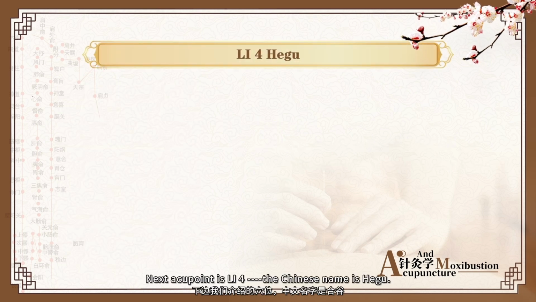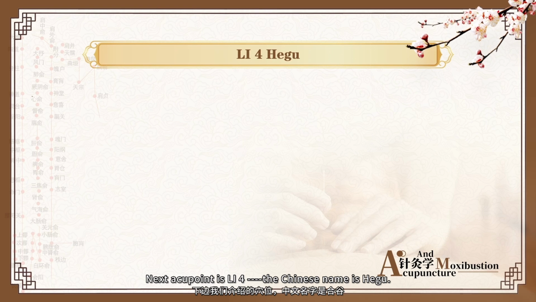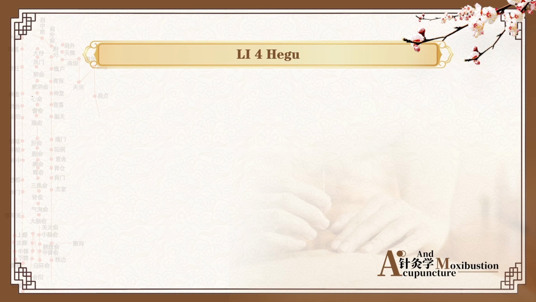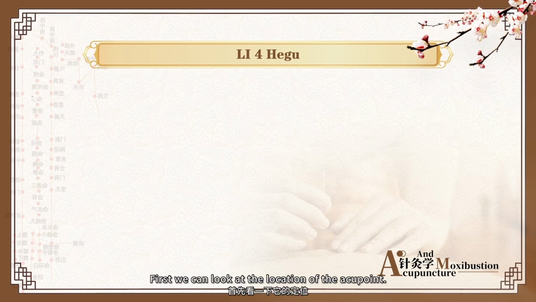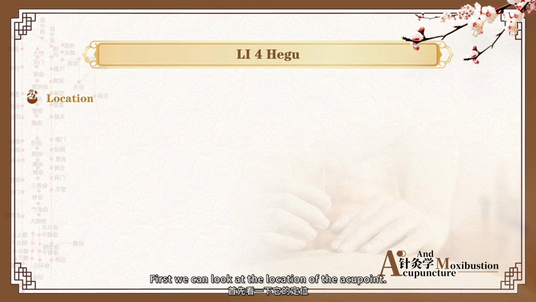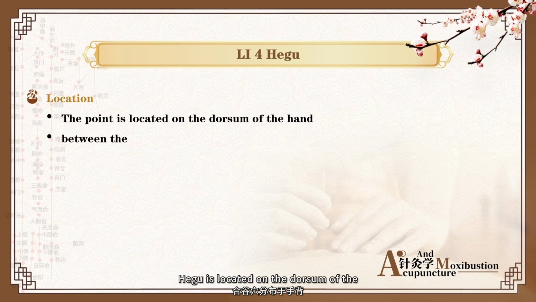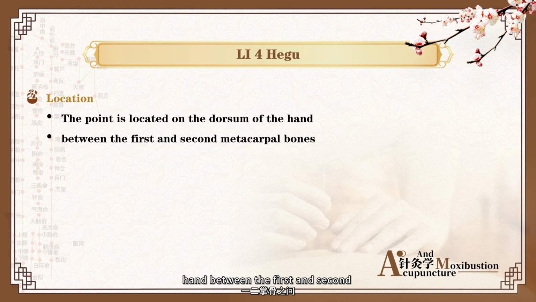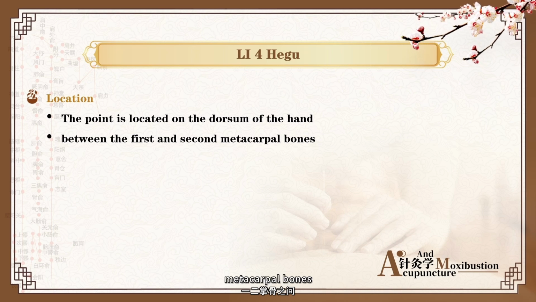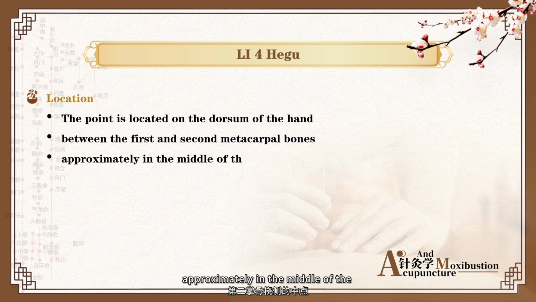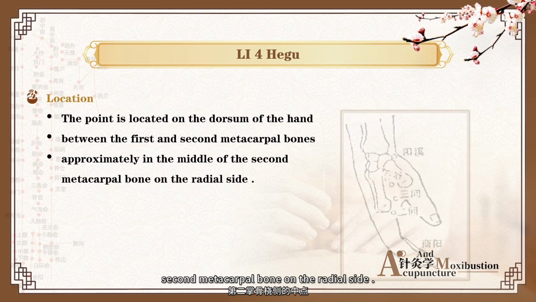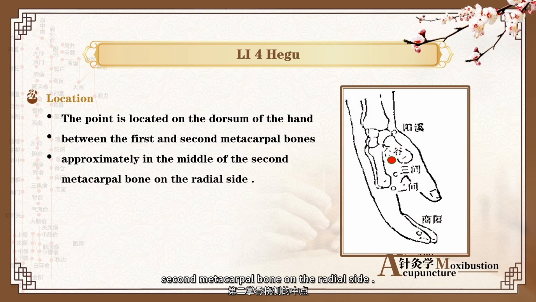Next acupoint is large intestine 4. The Chinese name is Hegu. First, we can look at the location of the acupoint. Hegu is located on the dorsum of the hand, between the first and second metacarpal bones, approximately in the middle of the second metacarpal bone on the radial side.